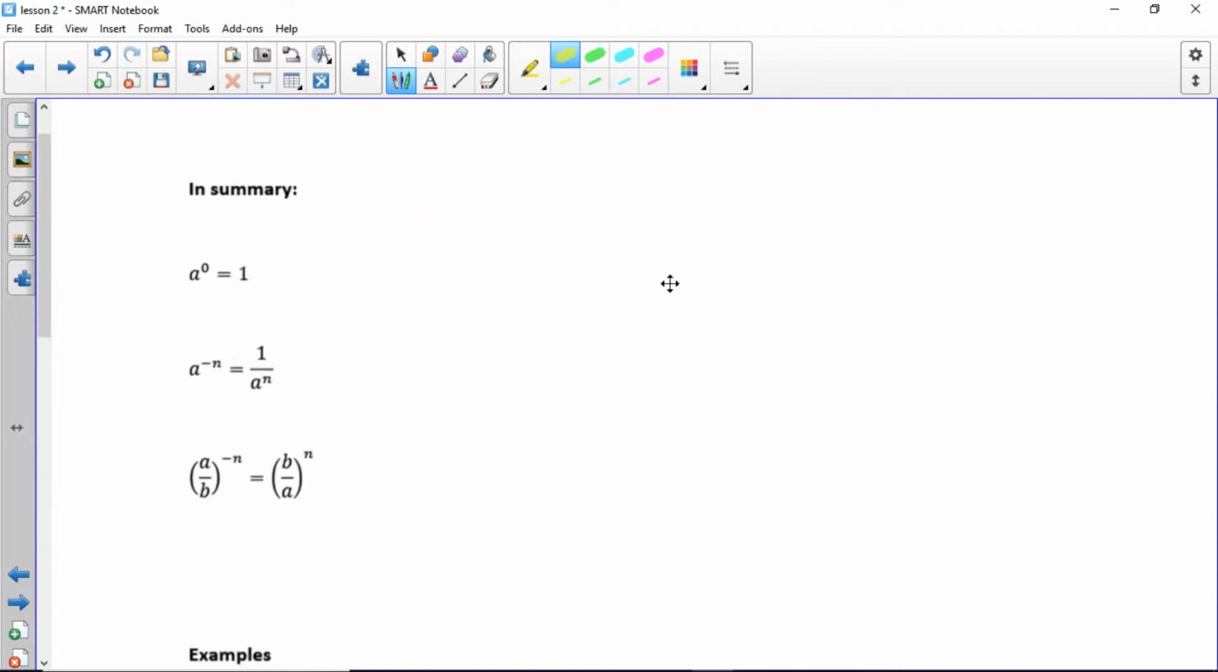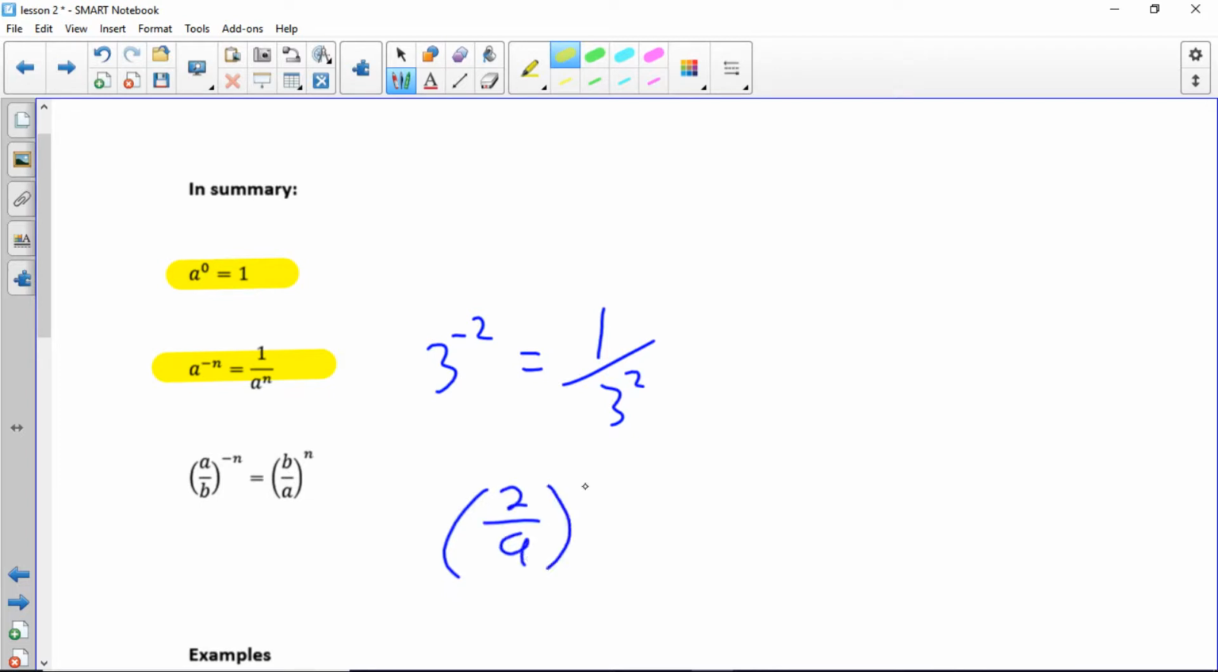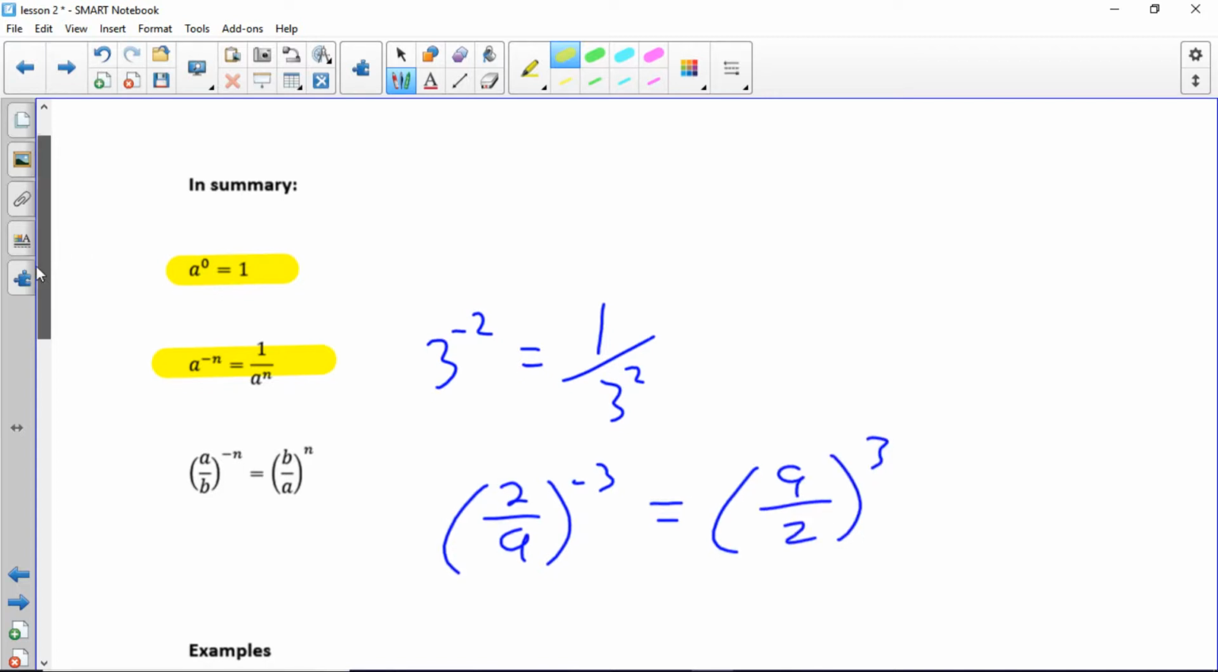So in summary, here's what we learned. Anything to the power of 0 is equal to 1. If you have a negative exponent, you treat it like that. For example, 3 to the power of negative 2 is 1 over 3 squared. And finally, if the base of your power is a fraction and you have a negative exponent, you can flip or take the reciprocal of that fraction. So for example, if I do one quickly, 2/9 to the power of negative 3 is 9/2 to the power of positive 3. So let's look at a few more examples.